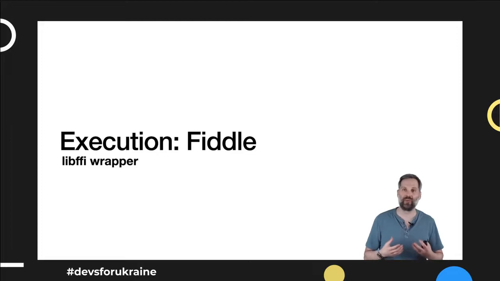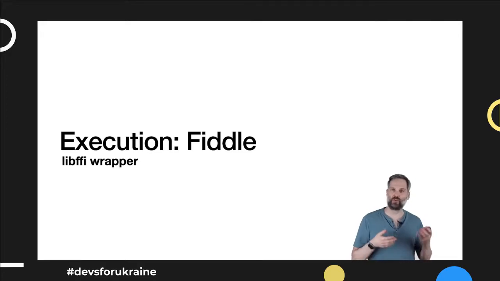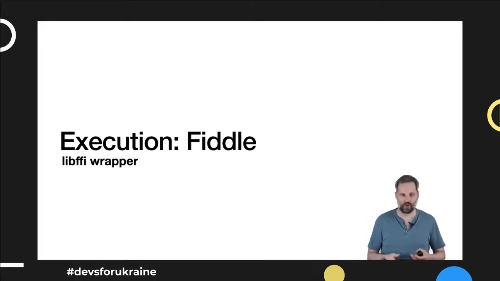So we have two of the things that we need, and the third thing we need is a way to execute this memory. So we have our bytes written to memory, and we'd really like to execute it now. The way we execute it is with a gem called Fiddle. It is another gem that I wrote. It ships with Ruby, and it's just a libffi wrapper.